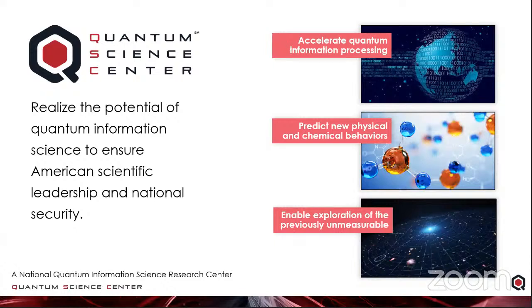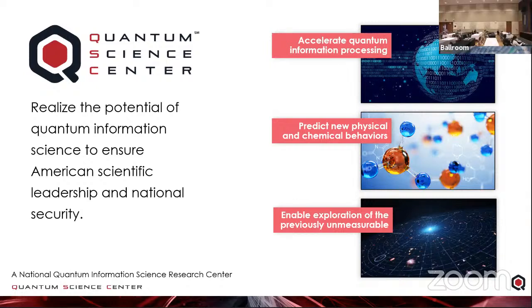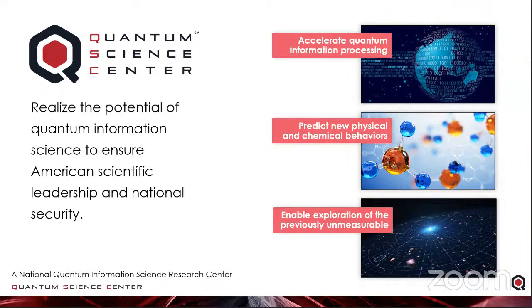Now, all of the work that I've talked about has been on a more modest scale than what we've just set out doing in the past year. The Quantum Science Center at Oak Ridge is one of the 5 National Quantum Information Science Research Centers. It is a 5-year effort. It's $25 million per year. It's over 100 people coming together to realize the potential of quantum information science for American scientific leadership and national security. And we have 3 goals that we focus on.